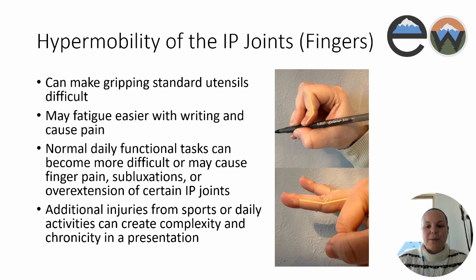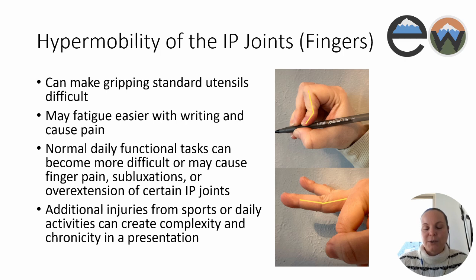That hyperextension that can happen, you can see that in the top picture there. Hyperextension of that DIP or that distal interphalangeal joint can make gripping what we call standard utensils difficult. So thin little pens made for people that don't have so much hyperextension can become very difficult to manipulate when you have so much hyperextension, and it can cause you to grip even harder, feeding into the problem that's already there. Trying to stabilize on this little pen with this hyperextension can fatigue somebody a lot easier when they're writing and can eventually cause pain.